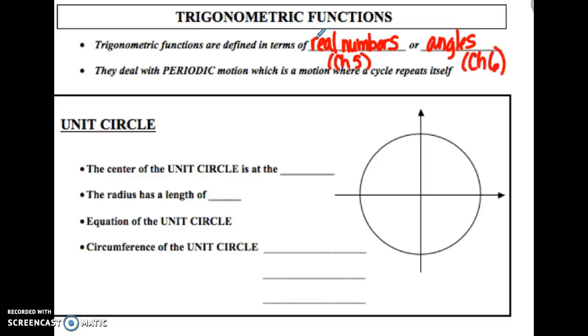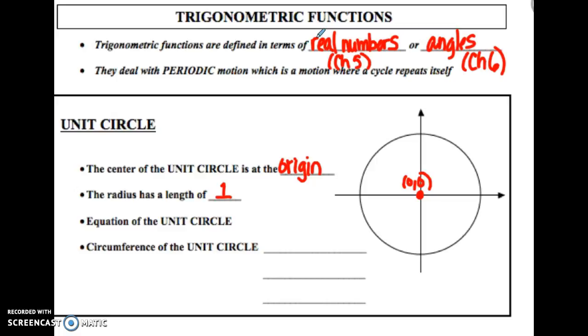You will find that there is a lot of similarity or overlap between these two chapters because they both deal with periodic motion, which is a motion where a cycle repeats itself. The center of a unit circle is at the origin. So our center right here is at 0, 0. The radius has a length of 1.